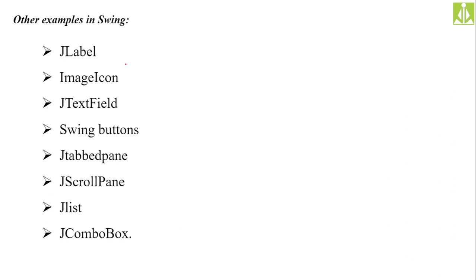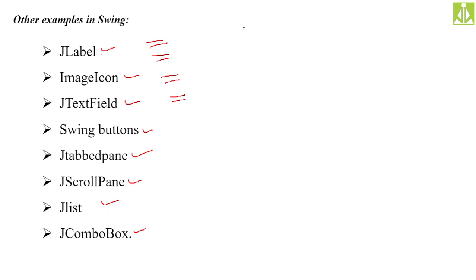Hopefully you understood. There are other examples we have inside Swing that we need to discuss, like labels, image icon, text field, swing buttons, tabbed pane, scroll pane, list, combo boxes. All these things also we have inside your Swing API. When we do the programming, I will try to select one or two from this list and explain, because explaining all of it takes a lot of time. Every single element we are discussing has its own classes, its own constructors, its own methods, its own variables defined.